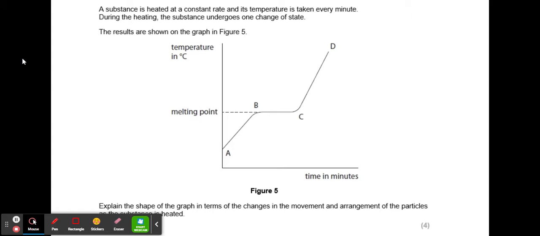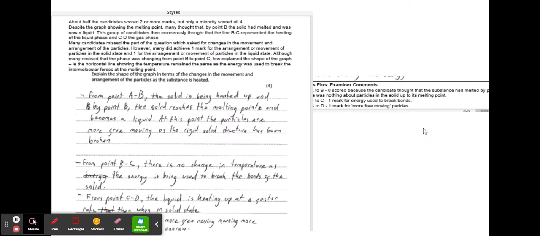Explain the shape of the graph in terms of the changes in the movement and arrangement of the particles as the substance is heated. So we're going to look at the examiner's comments for this question for the year that it was sat, to have a look at some of the common errors. The examiner said about half the candidates scored 2 or more marks, and this is a 4-mark question, but only a few scored all 4.